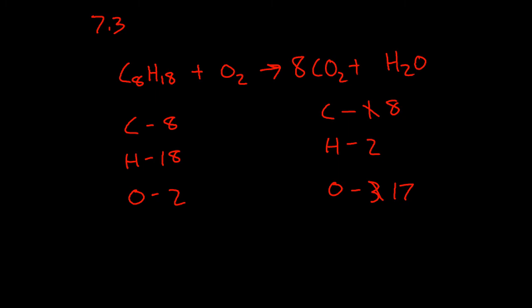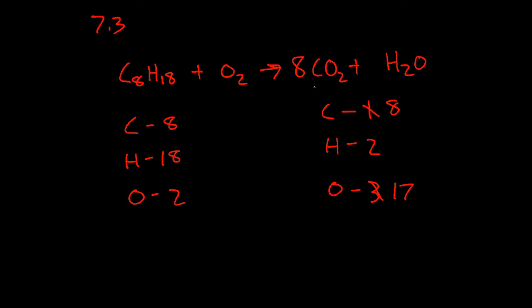The next thing, again, we're going to do the stuff that only shows up in one place first. So that would be the hydrogen. We're not doing the oxygen yet. Partially because the oxygen shows up in 3 different places, but also because we have this O2 here, which we can use to get as many oxygens as we need on the left side without messing with hydrogen and carbon. So that's going to be really handy.